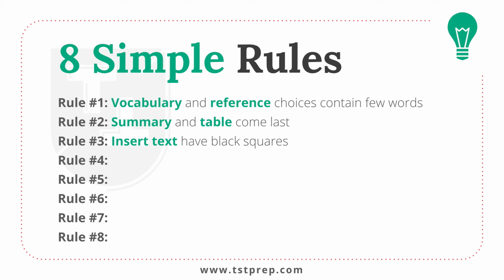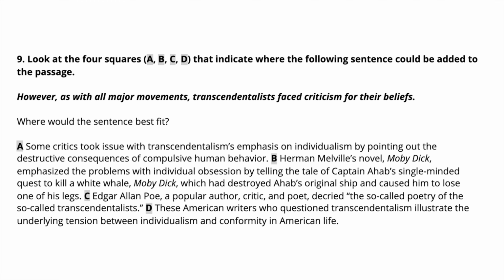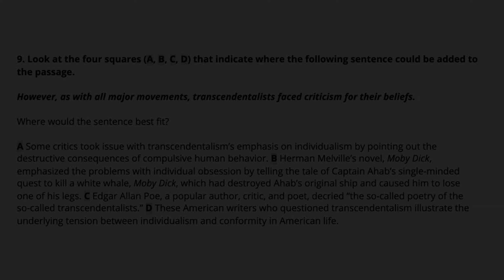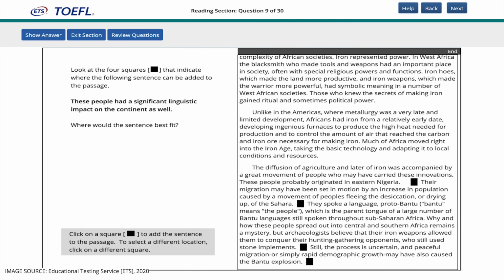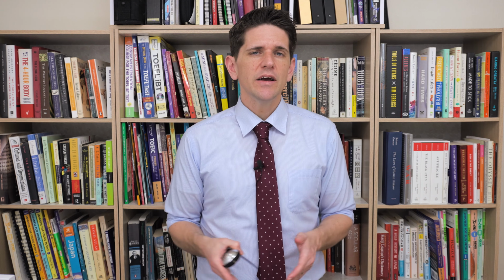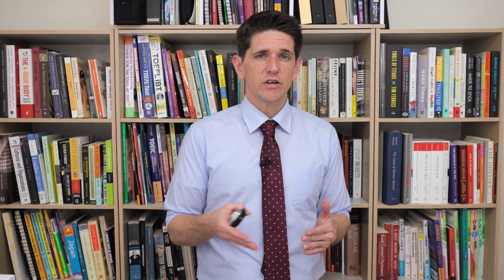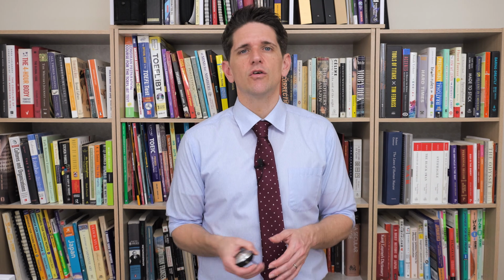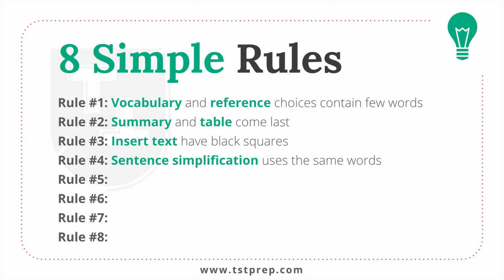The third rule is insert text questions will have these little black squares. So in our test, they look like this. On the TOEFL, they'll look like this. You have a sentence and you have to put it in one of those black squares. It's pretty simple for the most part. That's an insert text question. I'm not going to talk about specific strategies for each of these question types. We talk about that in our complete courses or in other videos on YouTube. All right, let's keep going.